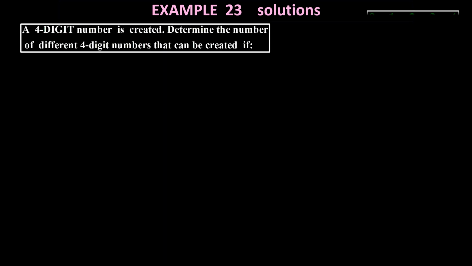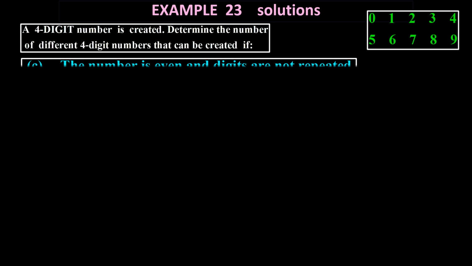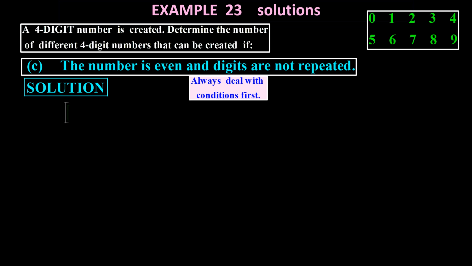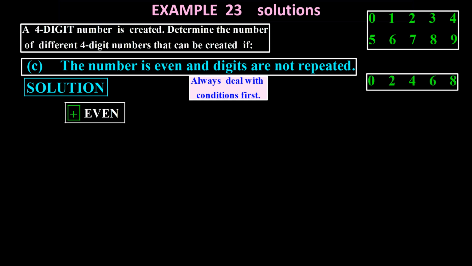Let's look at the third example question here. There's my digits there, and now it says the number needs to be even and the digits not repeated. So let's make a note of that. So our conditions here is it must be even, and what will indicate it even? The unit digit there. And so in the unit digit I can either have a 0 or a 2 or a 4 or a 6 or a 8.